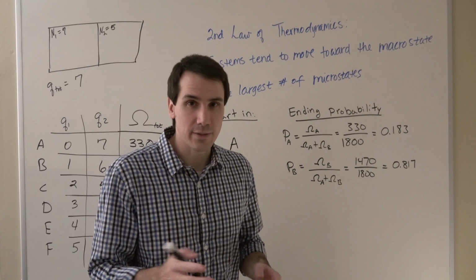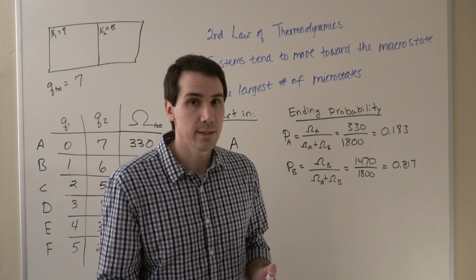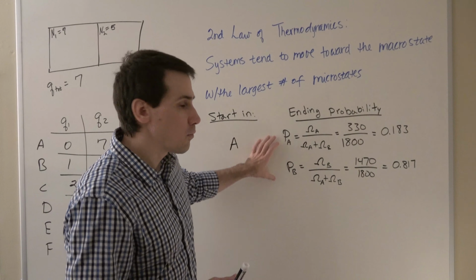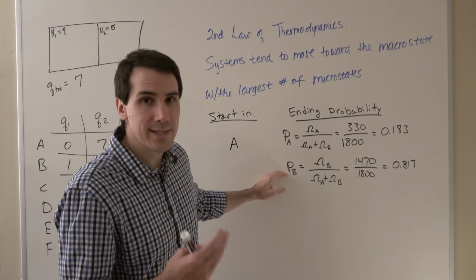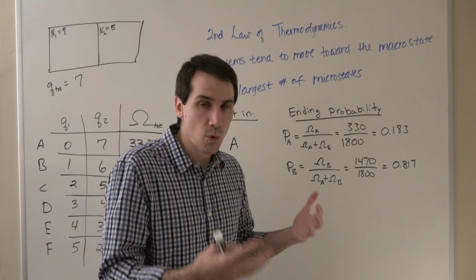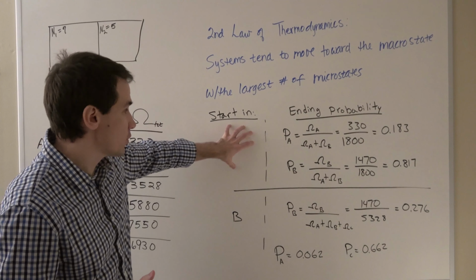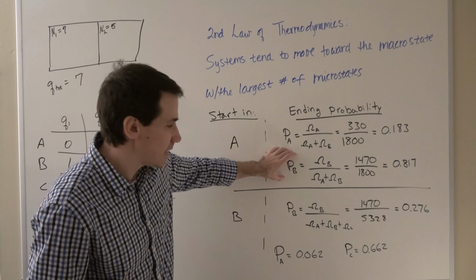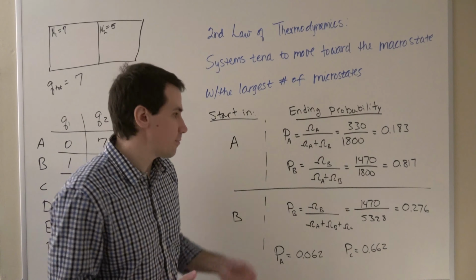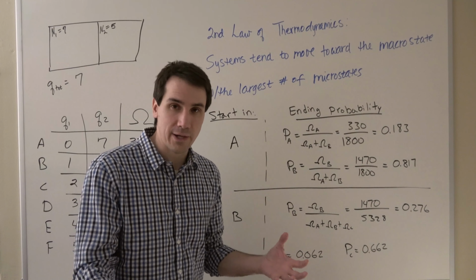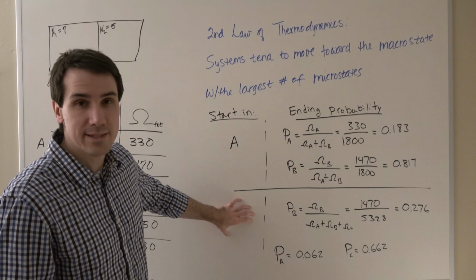So what we have learned here is if we start in an unlikely state, a state with not many microstates, that taking one step, exchanging some amount of energy, will lead us to a state which is more likely, which has more microstates associated with it. Now let's imagine that from starting in A, we ended up in macro state B. So we started in A, we took a step, there's an 82% chance that we landed in macro state B after taking one step.